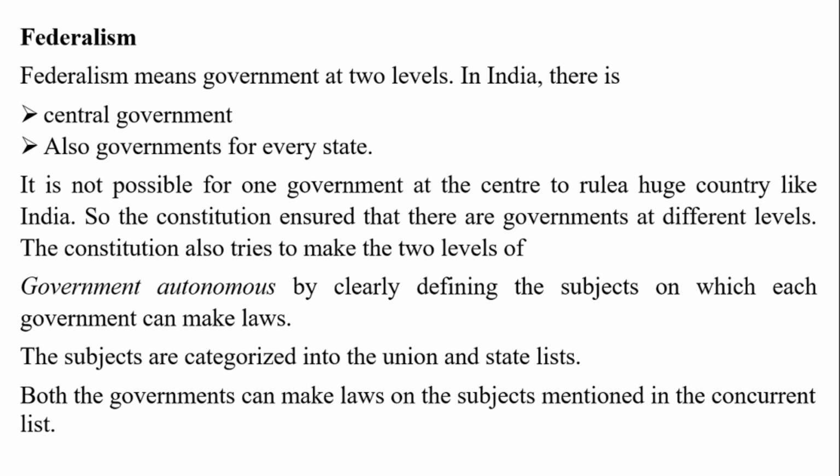The constitution tries to make the two levels of government autonomous by clearly defining the subjects on which each government can make law. The subjects are categorized into the union list and the state list, and the concurrent list is also there. The union list is within the center, whereas the state list is framed by the state government. The subjects on which both governments make law are called the concurrent list, which includes both the central government and the state government. So that is about federalism.